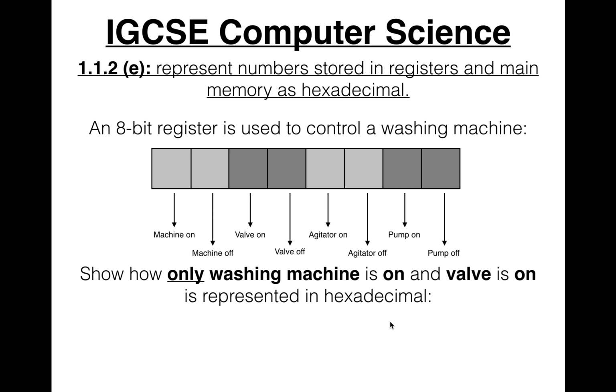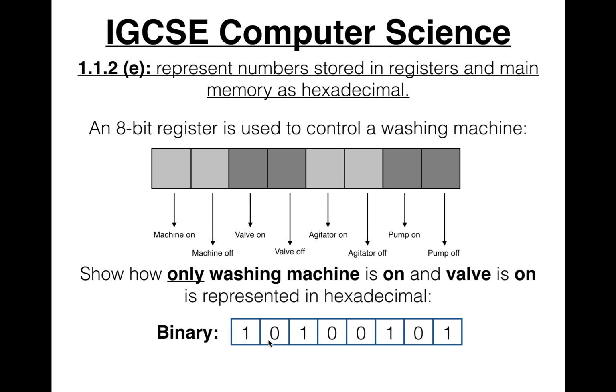So first we look at the binary value of this condition, which would be 10100101. Of course, if you plug the values into this register, it'll be machine on, valve on, and the rest off. So what we do is convert this number to hexadecimal, and that would be A5. Check that. Yeah. So again, we can see why programmers would prefer to use hexadecimal rather than binary, but this time in a register.